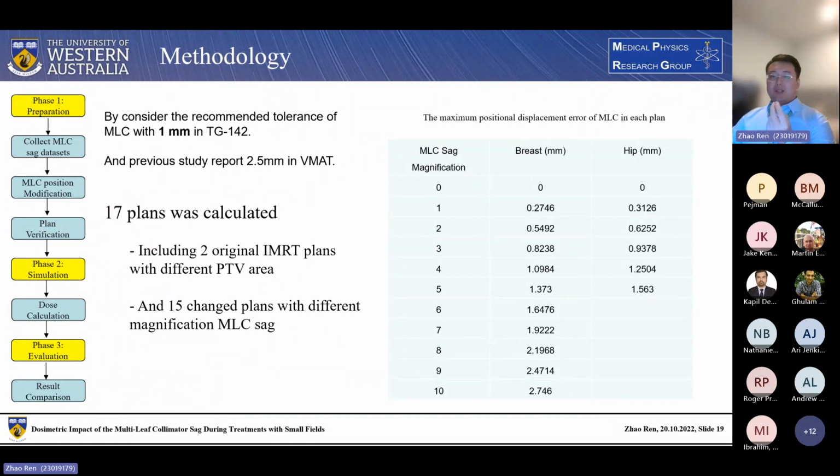Considering the recommended MLC tolerance of 1 mm in TG-142 and the previous study report of 2.5 mm in VMAT, in this study 17 plans will be calculated, including the 2 original plans with different PTV areas and 15 changed plans with different magnifications of MLC sag. As you can see in the right table, in the breast plan the biggest MLC sag will be 2.7 mm at 10 times magnification, and the hip plan will be 1.5 millimeters at 5 times MLC sag.